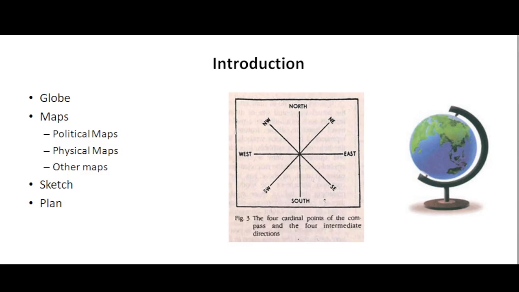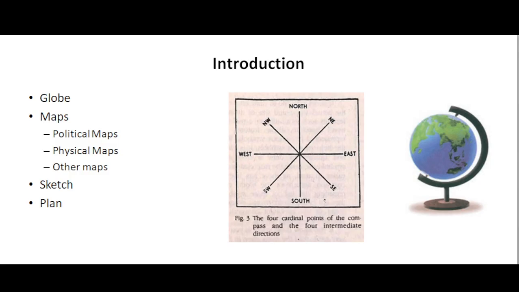Then there are different types of maps: political maps, physical maps and other maps. Political maps show different countries and states of the world with their boundaries. Physical maps show physical features of the Earth, such as landforms of different elevations, that means the mountains, plateaus, plains, rivers, oceans, etc. There are also maps showing different kinds of weather or the distribution of forests, industries, people, etc.